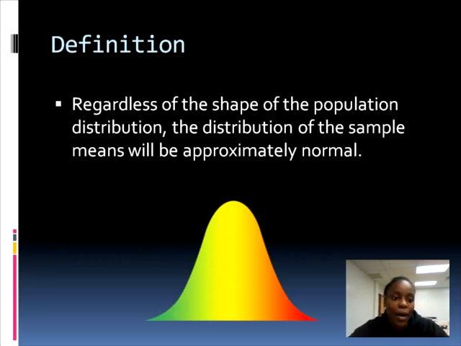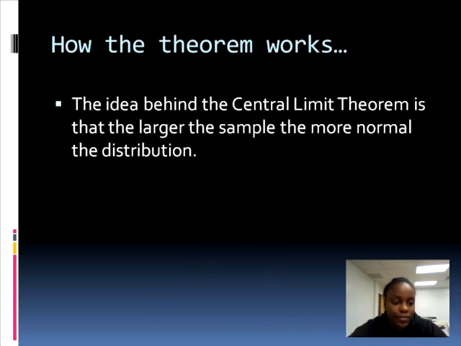Regardless of the shape of the population distribution, the distribution of the sample means will approximately be normal. The idea behind the central limit theorem is that the larger the sample, the more normal the distribution.